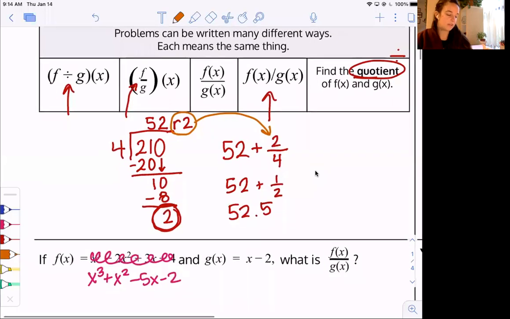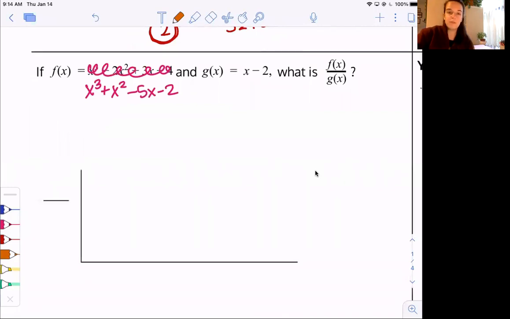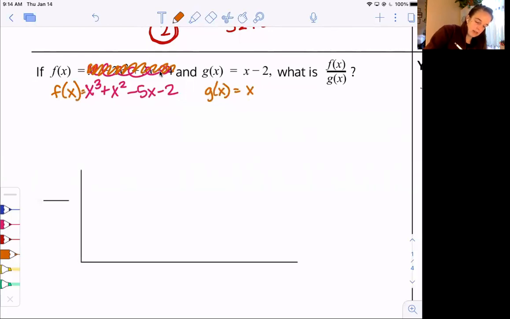Cool. All right, so we're going to learn to do what's called synthetic division today. I do want to change your problem, so if you by chance printed or wrote it down, go ahead and scribble out that f of x as it currently exists. And we are going to write this for our f of x, and our g of x is remaining the same, x minus 2. So go ahead and take a moment to write that down. We have a polynomial, x to the third plus x squared minus 5x minus 2. And g of x is x minus 2.